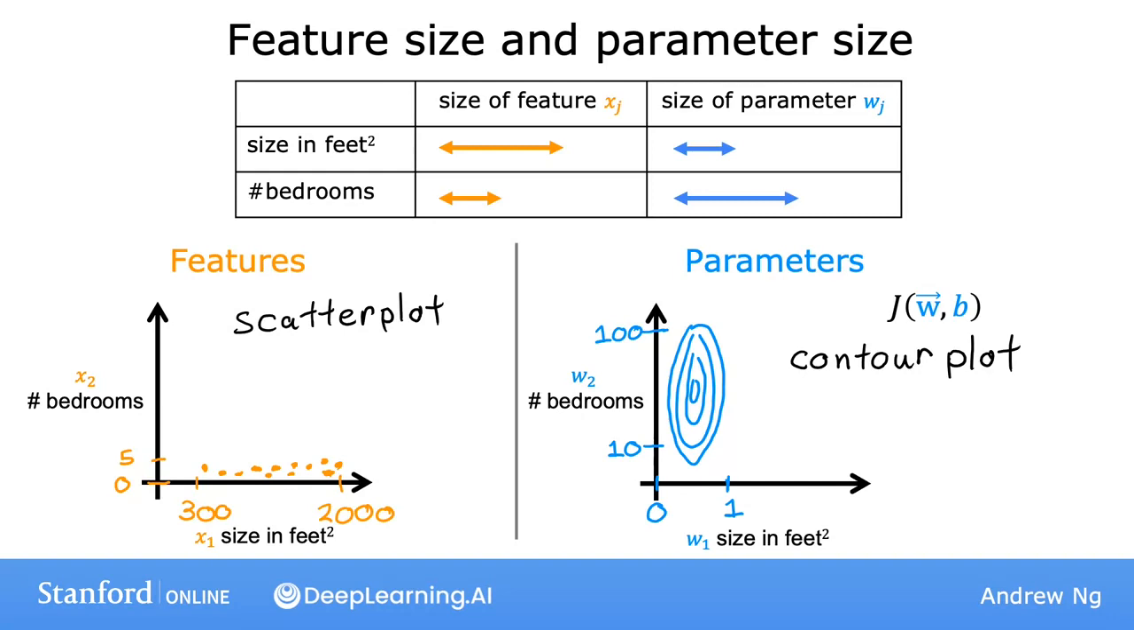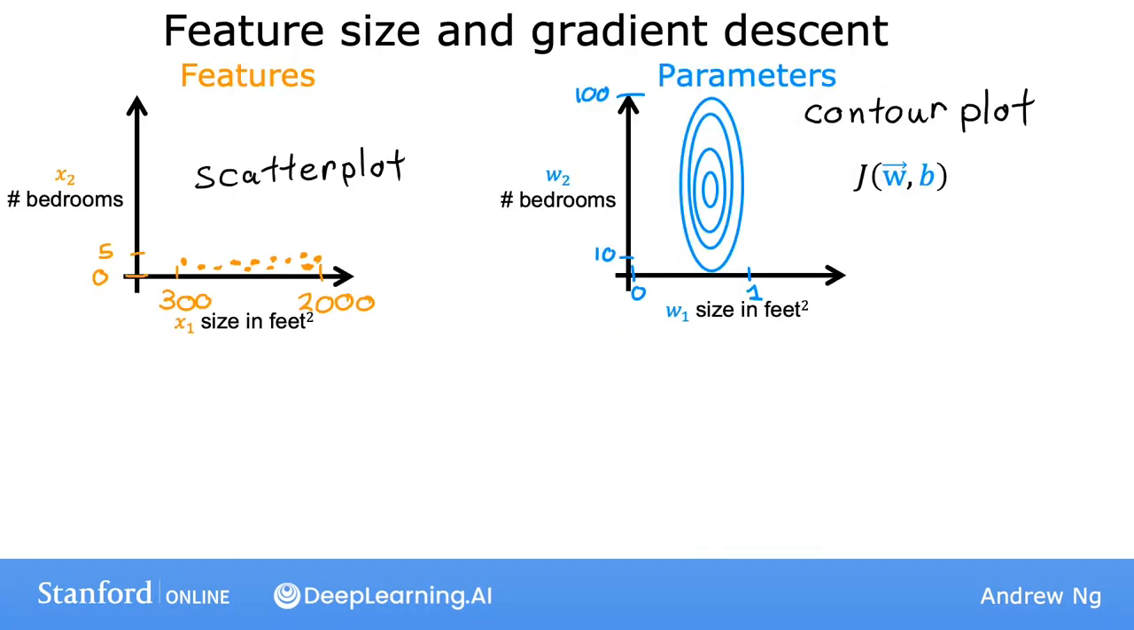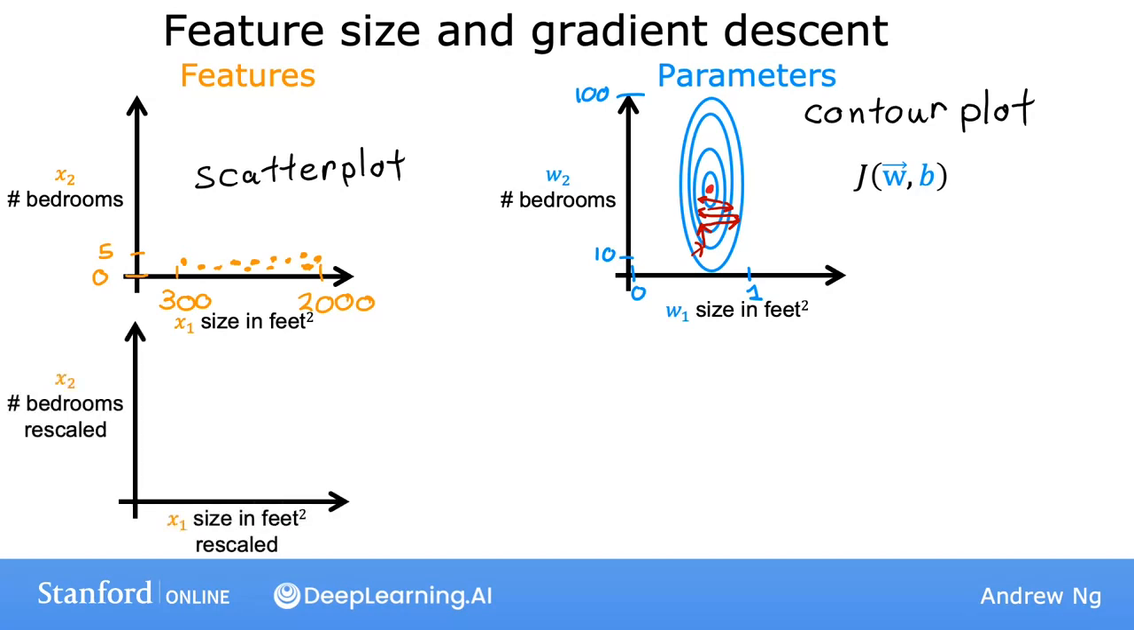So where does this leave us? This is what might end up happening if you were to run gradient descent if you were to use your training data as is. Because the contours are so tall and skinny, gradient descent may end up bouncing back and forth for a long time before it can finally find its way to the global minimum. In situations like this, a useful thing to do is to scale the features.